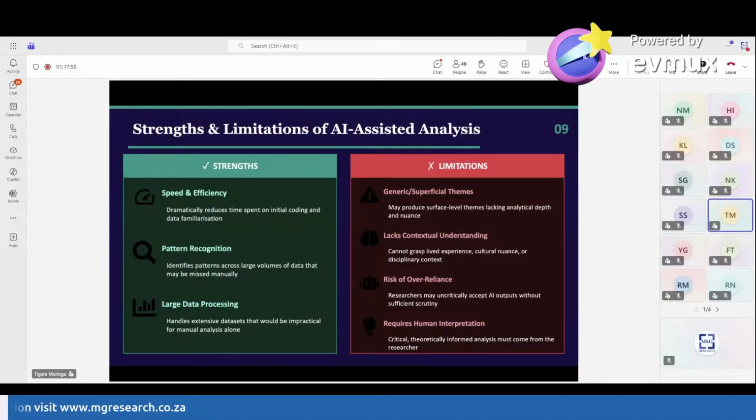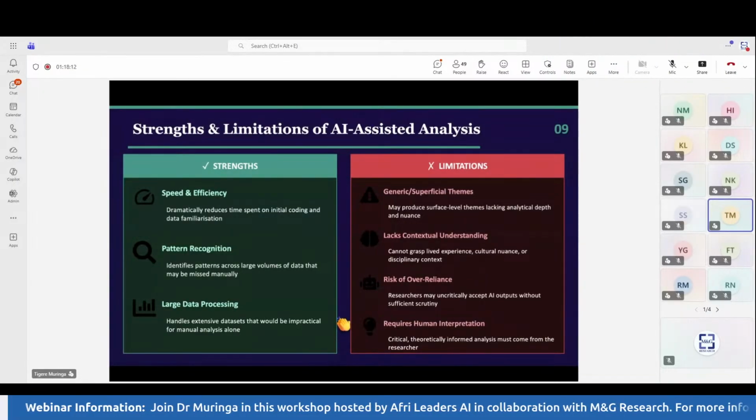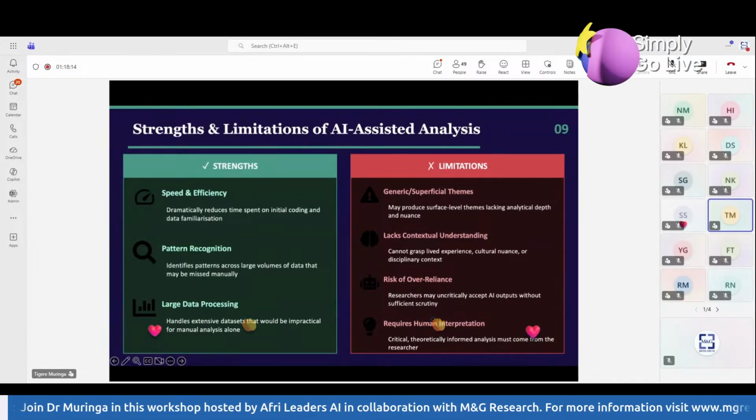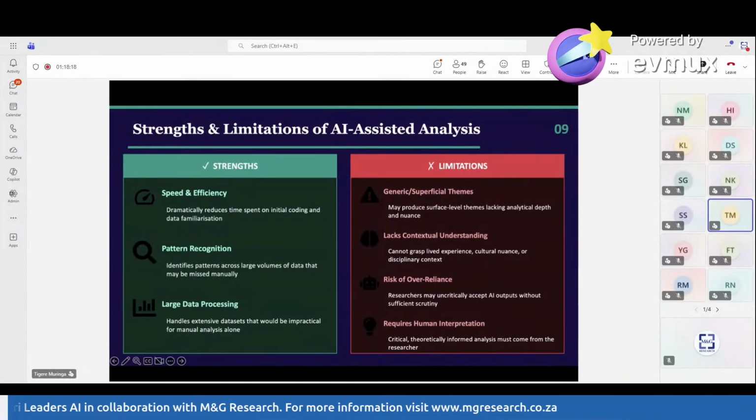So lack of contextual understanding. It cannot grasp lived experiences or cultural nuances or disciplinary context, but with the help of the researcher themselves, they can bring in that context, they can bring in those cultural nuances and disciplinary context into the platform, right? It's very possible.